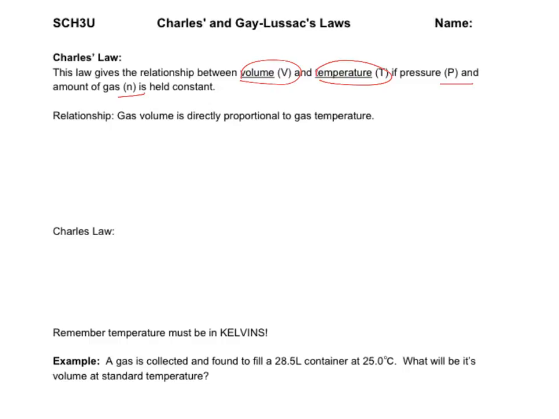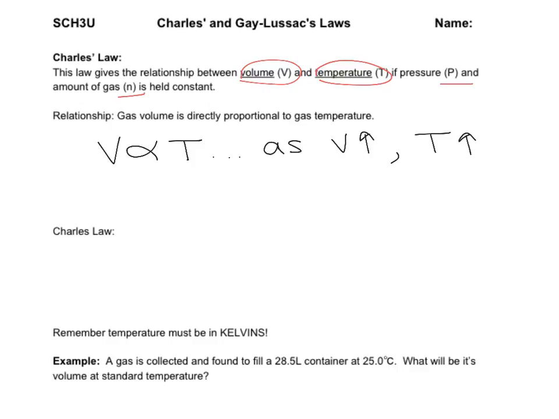So the relationship is the gas volume is directly proportional to the gas temperature, and this can be written as follows. The volume is directly proportional to the temperature. What this really means is as my volume increases, my temperature will increase as well. Vice versa, as my volume decreases, I would see a decrease in the temperature.